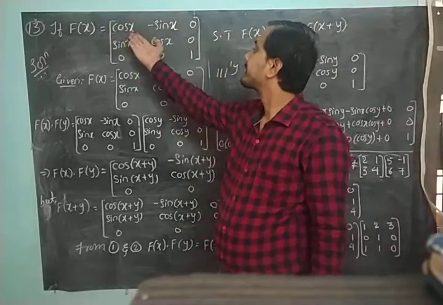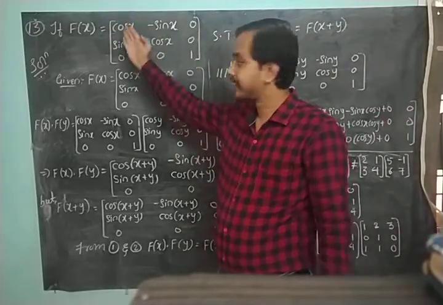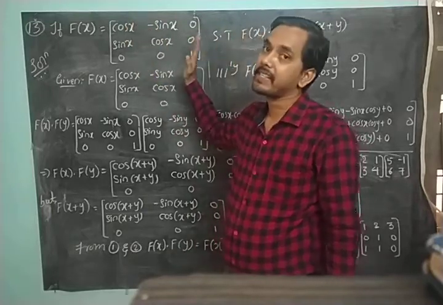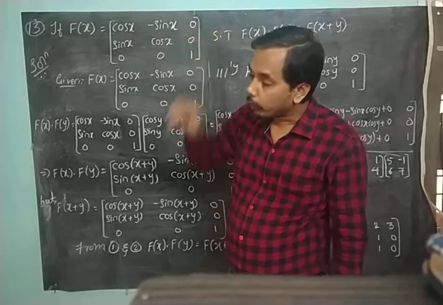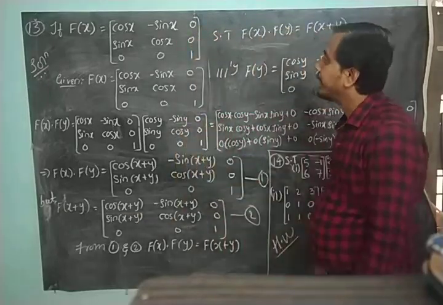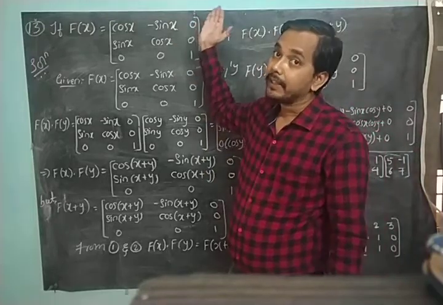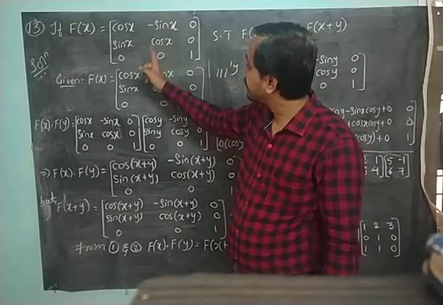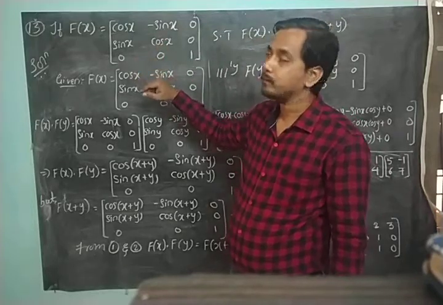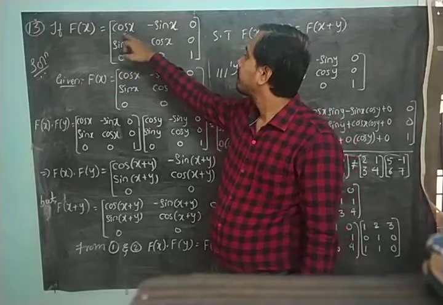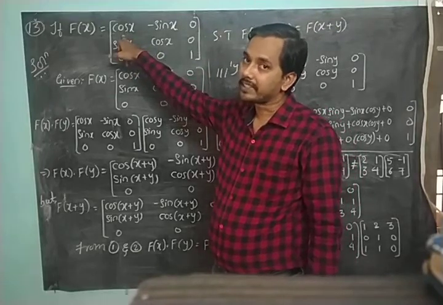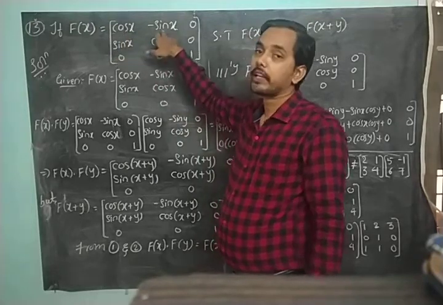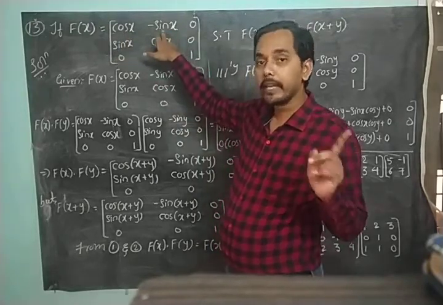If f of x is this matrix, which is a function of x, then f of y will also be a similar matrix in terms of y. So what will be there in f of y? Here in f of x, a11 is cos x; in f of y, a11 will be cos y. a12 here is minus sin x, there a12 will be minus sin y.